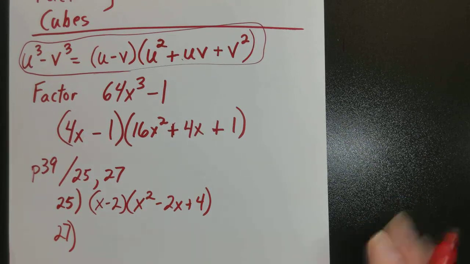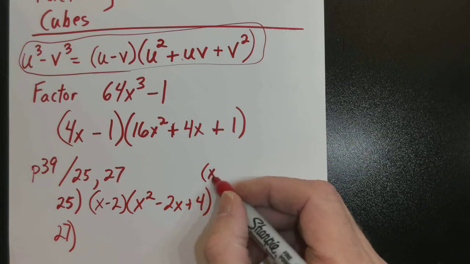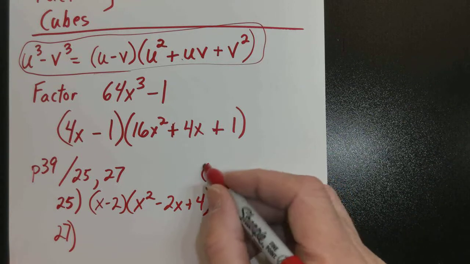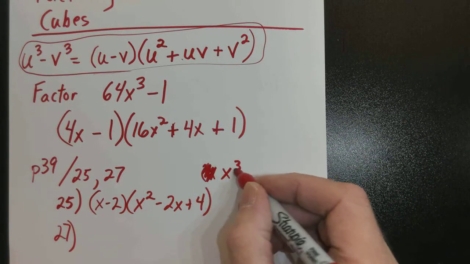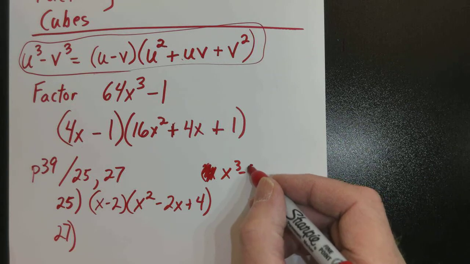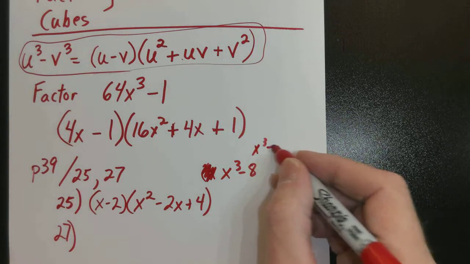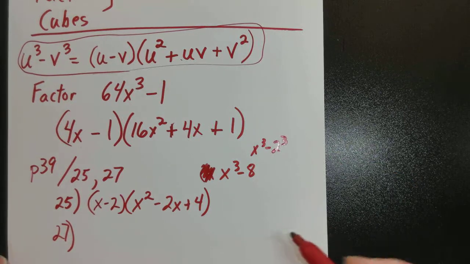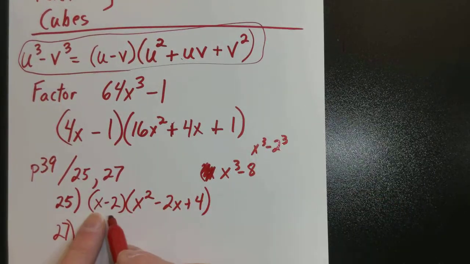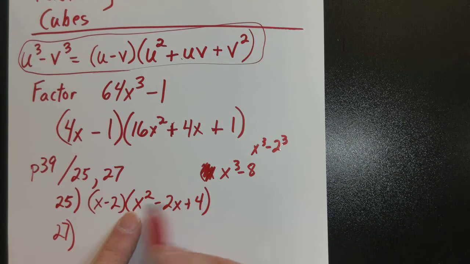Mm-hmm. Let's see, it was x cubed minus 8, is that right? Okay, so that's x cubed minus 2 cubed, right? Right, the first factor is without the cubes, right? Second part, the trinomial that you get.